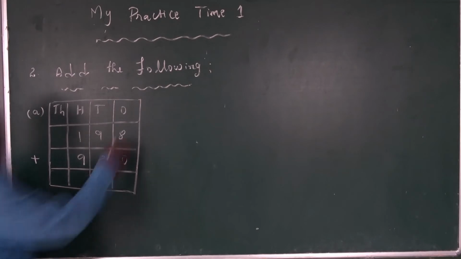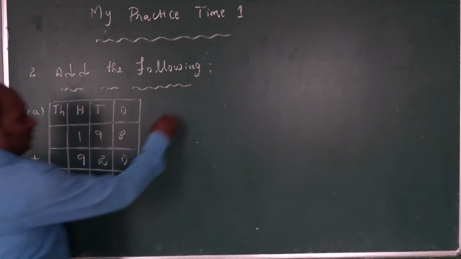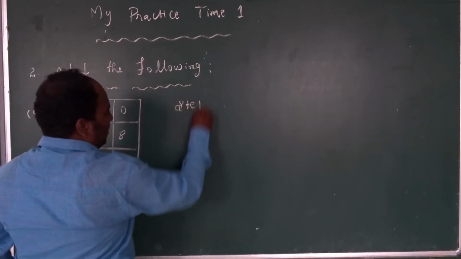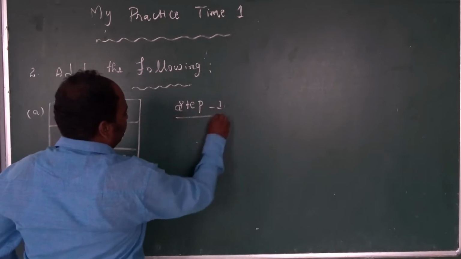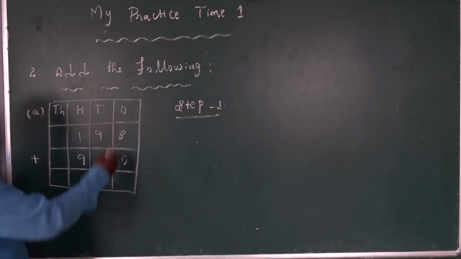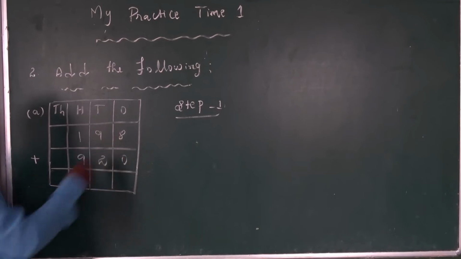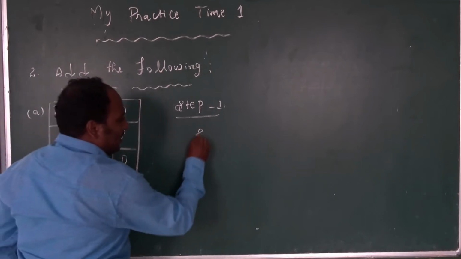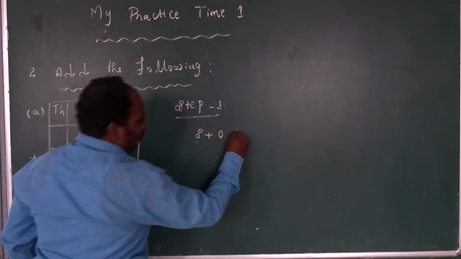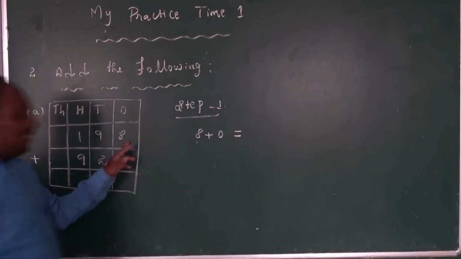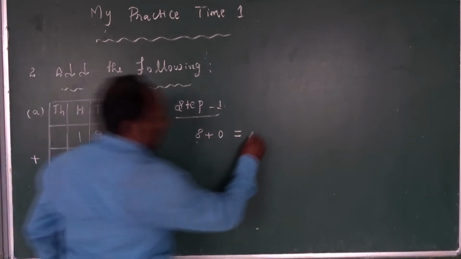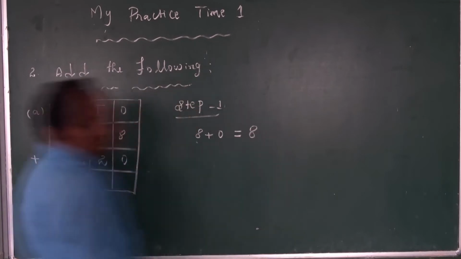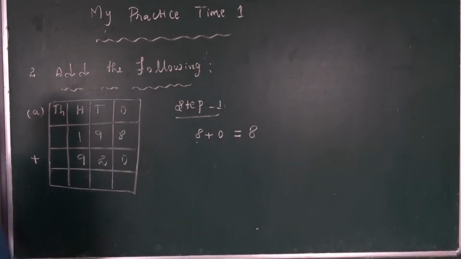Step 1. First we add the ones place. 8 plus 0 is equal to 8. It is the zero property for addition.